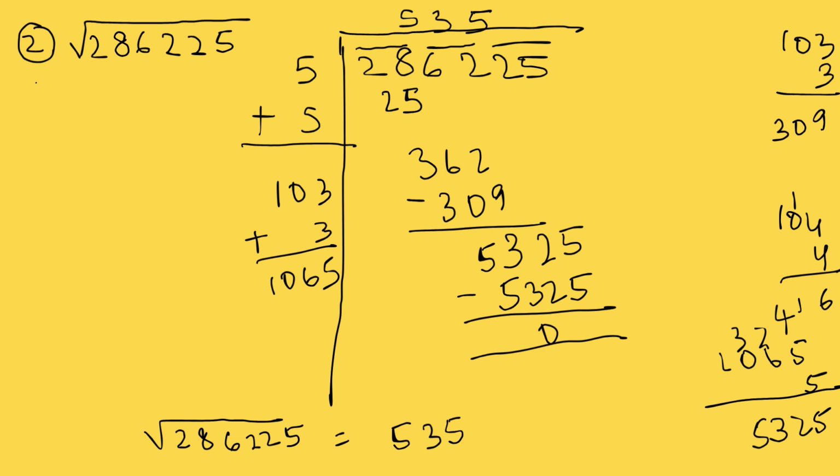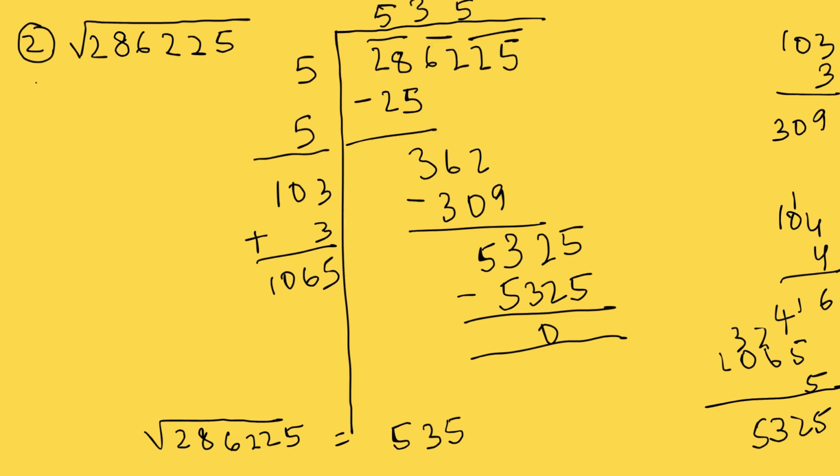Now you will place a number next to 10, which will give you a number close to 362 when multiplied by that same number. So now we have 103 multiplied by 3, which will give you 309, which is close to 362. So we will put 3 as the quotient and we will multiply 103 by 3, which will give us 309, and subtract it from 362. So when you subtract, you will get 53. Now we'll bring down our next period, that is 25, and you will add 103 to 3, which will give you 106.